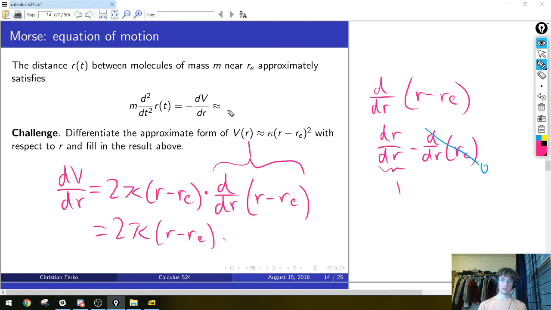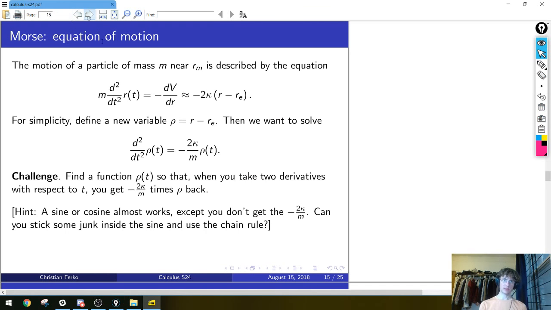Okay, so our answer then should be, again with an overall minus, twice kappa times (r minus r sub e). Good, simple differentiation. Now I will promptly erase that and write it nicely with LaTeX. So as you say, the derivative of the potential with respect to r is minus twice kappa (r minus r sub e). This is kind of annoying to write, so I'm going to define a new variable to make life a little simpler, with the Greek letter rho.